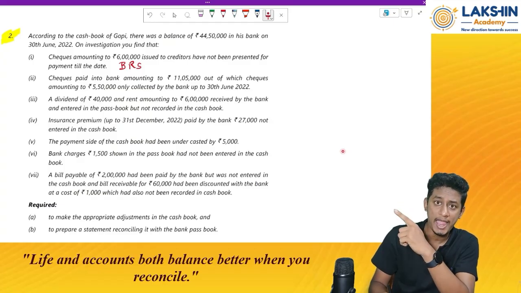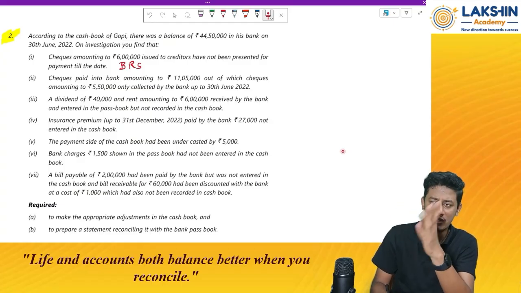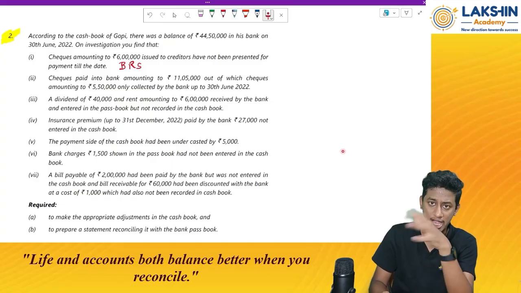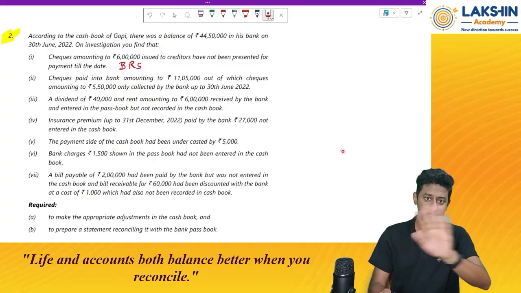Whose fault is this? Bank's fault, not my fault. The bank is supposed to do it. Right? So I have made an entry in my cash book. So I am right on my part.